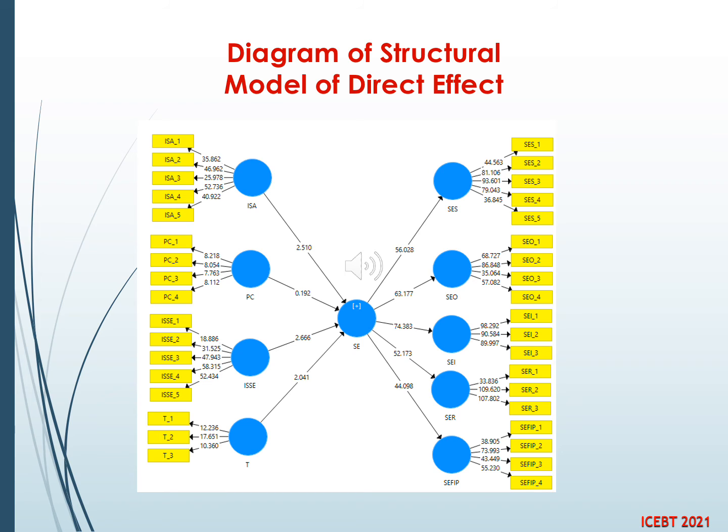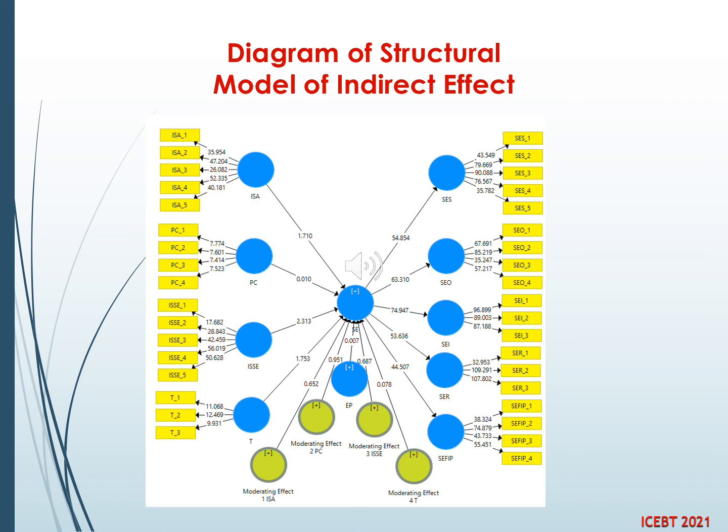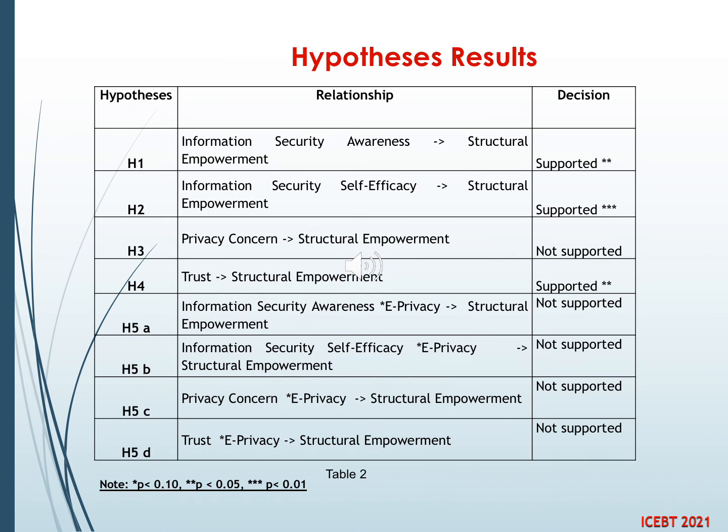This is the diagram of the structural model of the direct effect of the characteristics towards structural empowerment. This diagram provides for the indirect effect of the structural model, whereby the moderating element of e-privacy comes into place. Based on the testing, we found that only information security awareness, information security self-efficacy, and trust towards structural empowerment is supported. All the other hypotheses are not supported.